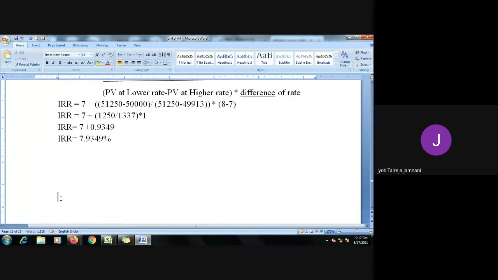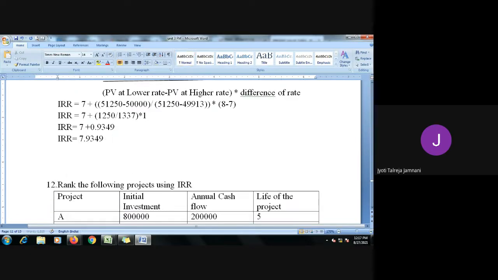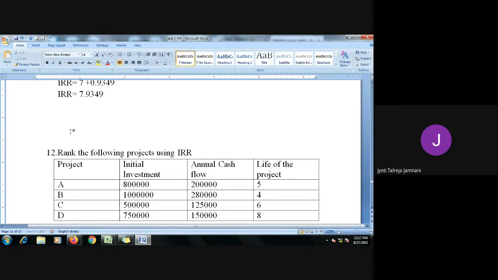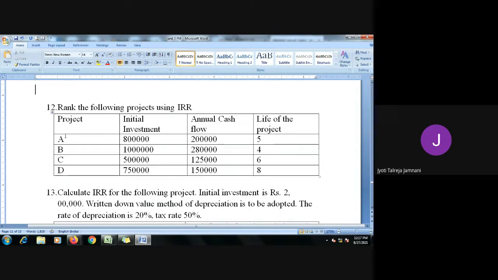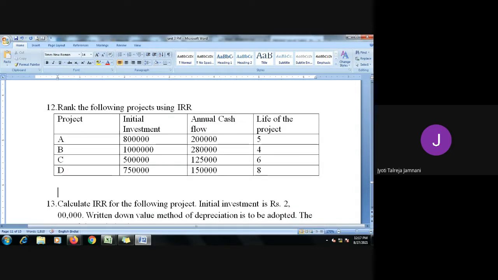Now let's do one more sum of the same kind. So all those who have joined late, now you can just concentrate on this sum. I'm doing IRR. In the last class also we were doing the same, but now we're doing it on annuity basis. Here there are 4 projects A, B, C, and D. For all the 4 projects, we have to separately find IRR. That means we will have 4 IRR answers now.